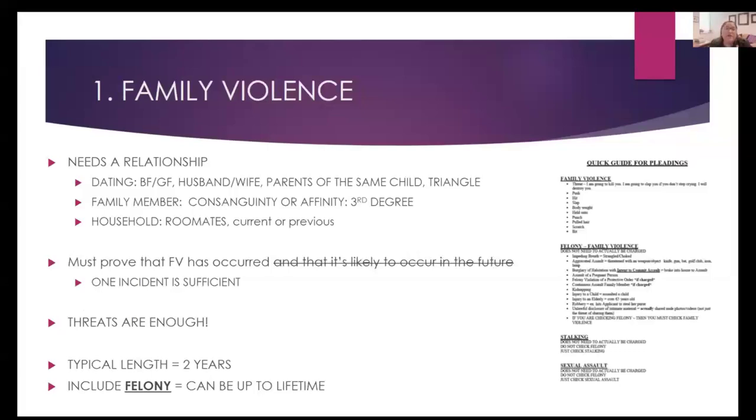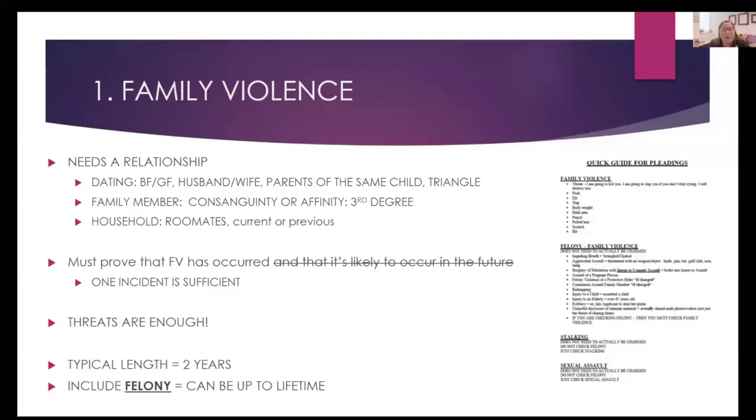But regarding family violence, so just that vanilla protective order, you do need to have the applicant and the respondent have some sort of relationship, whether that's dating, so boyfriend and girlfriend, husband and wife, parents of the same child, even dating violence, meaning a triangle type of situation. So a prior ex-boyfriend is harassing the new fiance. Triangle type of situations also establish that type of familial or relationship that is required under family violence.